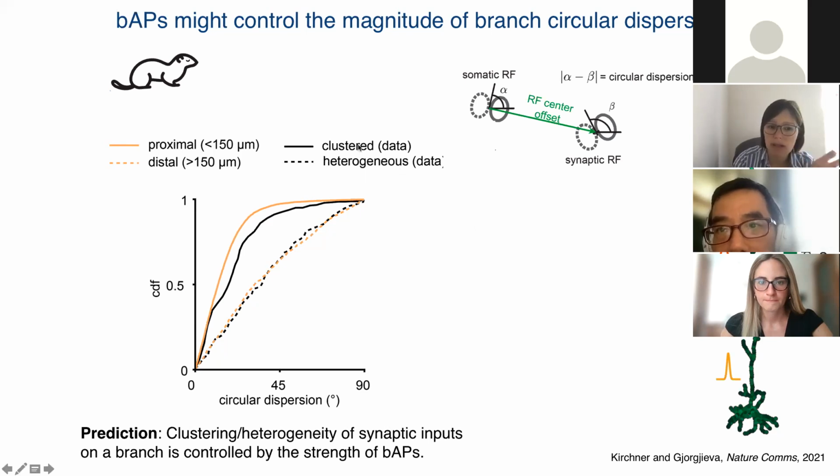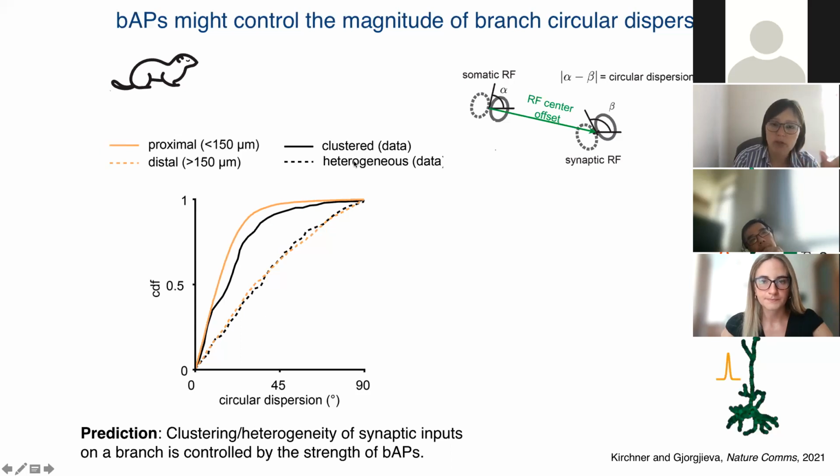They call them clustered versus heterogeneous branches. The clustered branches were branches where they basically saw one big cluster of synapses, so all the synapses shared the same orientation, or maybe, if the branch was larger, two big clusters. And then they saw heterogeneous branches, where basically the synaptic inputs were just all over the place. They were kind of random.